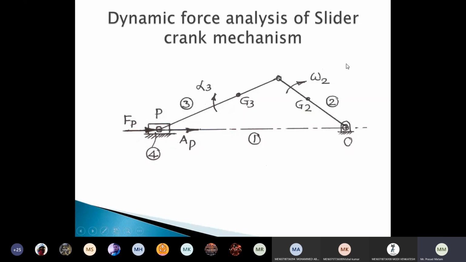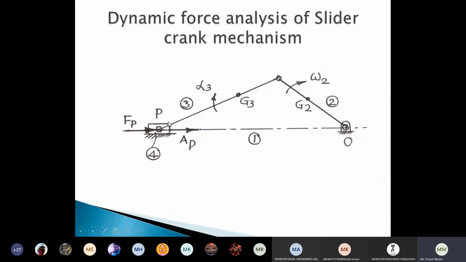Due to angular velocity, we have angular acceleration alpha 2. Similarly, link 3 has angular acceleration alpha 3. These angular accelerations alpha 2 and alpha 3, we need to find from the acceleration analysis. With this data, we are going to find the dynamic force acting on link 2, similarly the dynamic force acting on link 3, and the dynamic force acting on link 4. Now I'm mainly focusing on link 4.